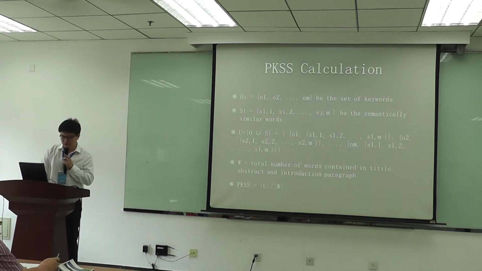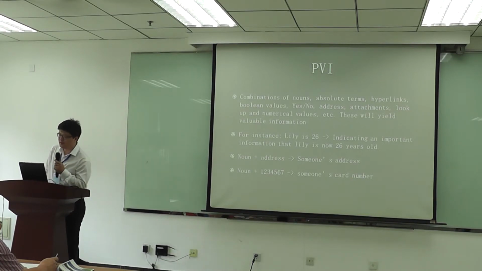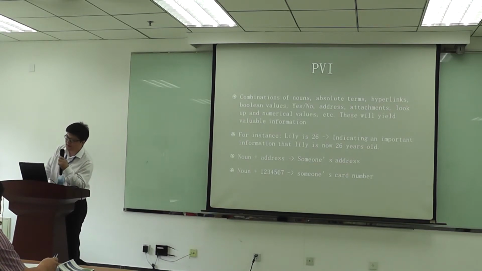So the formula for calculating PKSS is the cardinality of U over the size of W. And then the second figure is TPI, percentage of valuable information. Combinations of nouns, absolute terms, hyperlinks, Boolean values, yes or no, an address, all these, when they combine together, will lead to valuable information discovered.